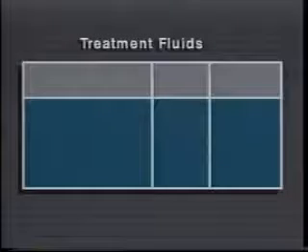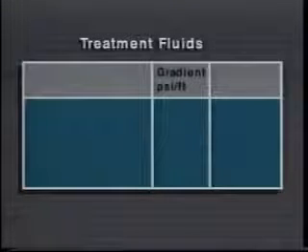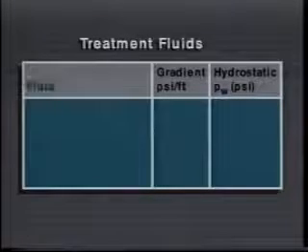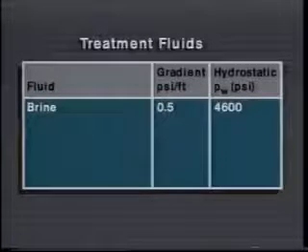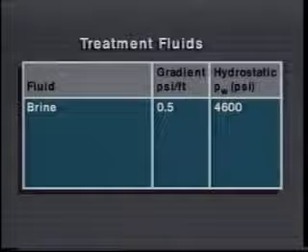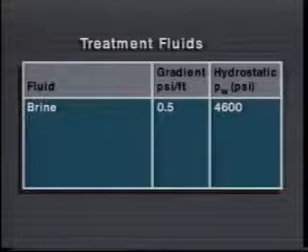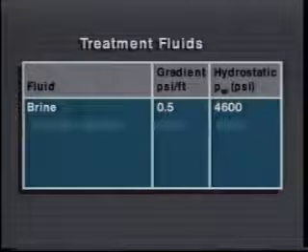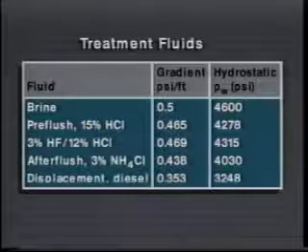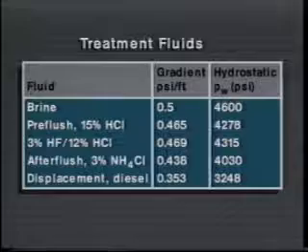Next, we create a table which indicates the gradient, in psi per foot, and hydrostatic pressure of the fluids that will be used during the treatment. The necessary fluids include brine with a gradient of 0.50 psi per foot and a hydrostatic head of 4600 psi. The properties of the pre-flush, HF acid, after flush, and diesel oil displacement fluid are tabulated.